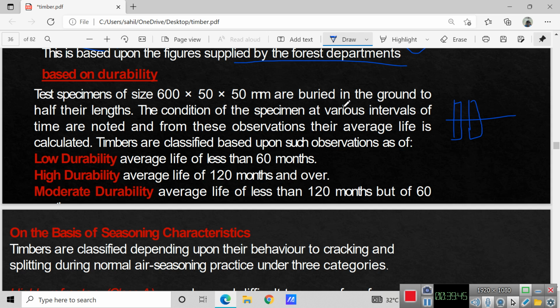The condition of the specimen at various intervals of time are noted, and from these observations their average life is calculated. Timbers are classified based upon such observations as of low durability, average life of less than 60 months; high durability, average life of 120 months and over; moderate durability, average life of less than 120 months but over 60 months.